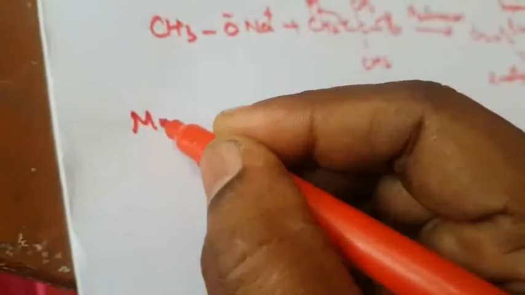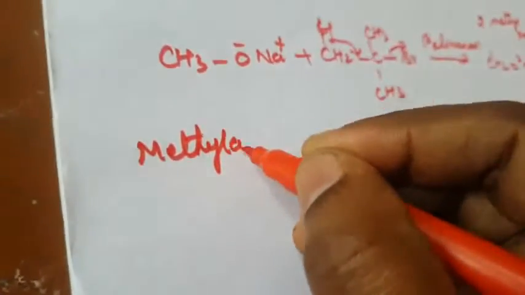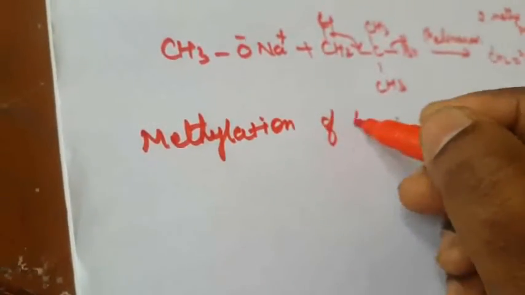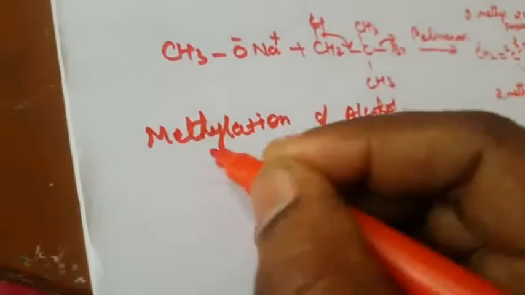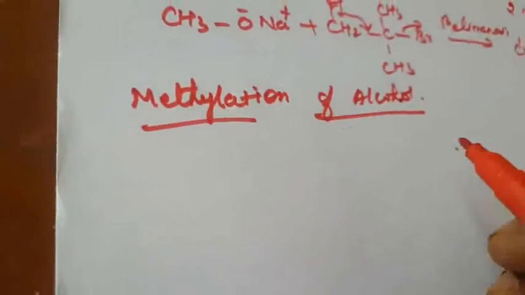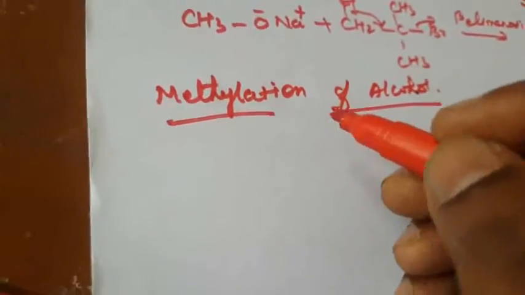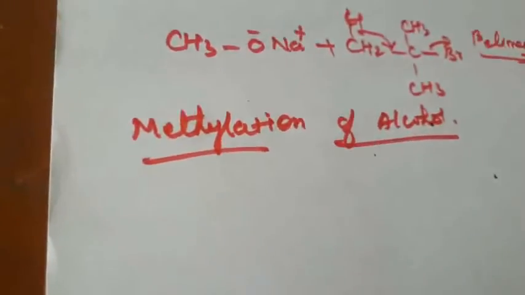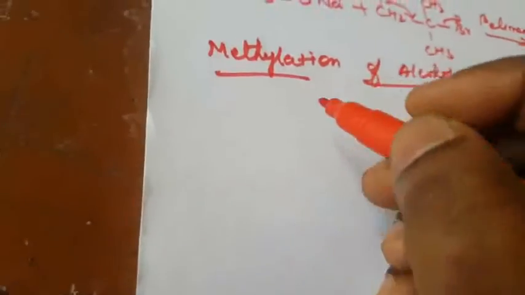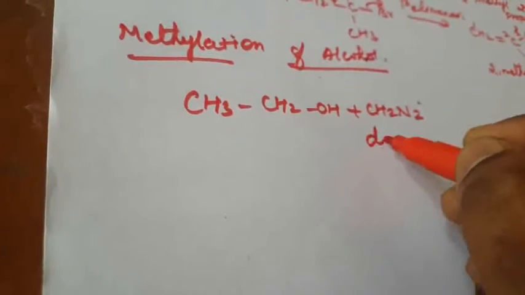Next one is methylation of alcohol. What is methylation of alcohol? In this methylation, the alcohol is treated with diazomethane in the presence of fluoroboric acid. So first one is CH3CH2OH, that is ethyl alcohol, in the presence of CH2N2. What is this compound? Diazomethane.